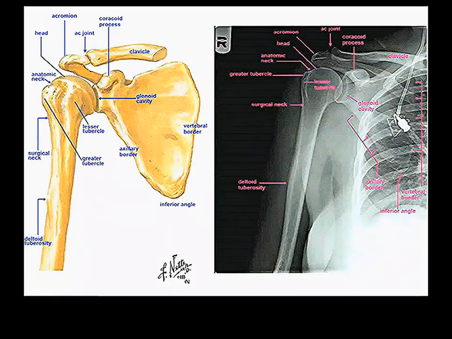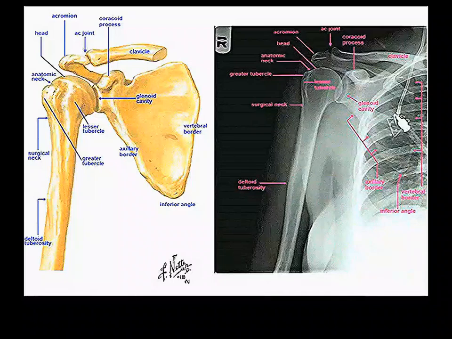Plain films of the limbs are still done quite frequently. Every time I go to an orthopedist, the first thing they do is take you into the room and have an x-ray done of whatever it is you say the pain is emanating from. So you do have to be able to recognize major structures of the bones.